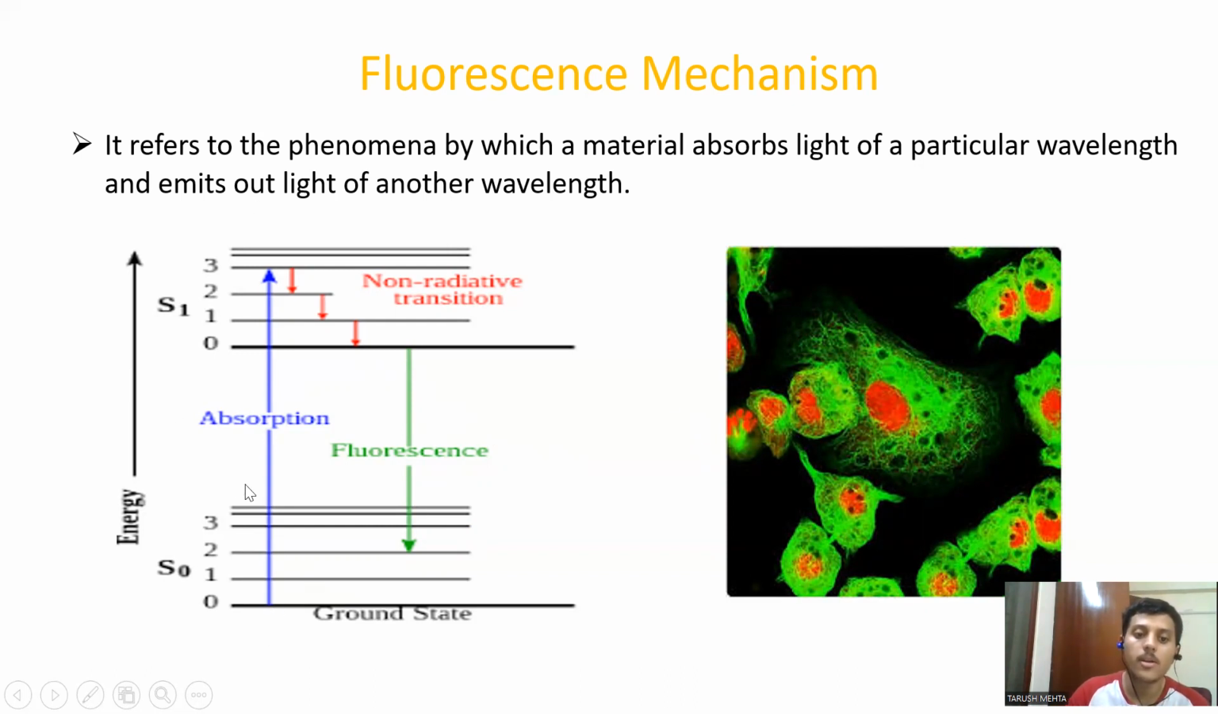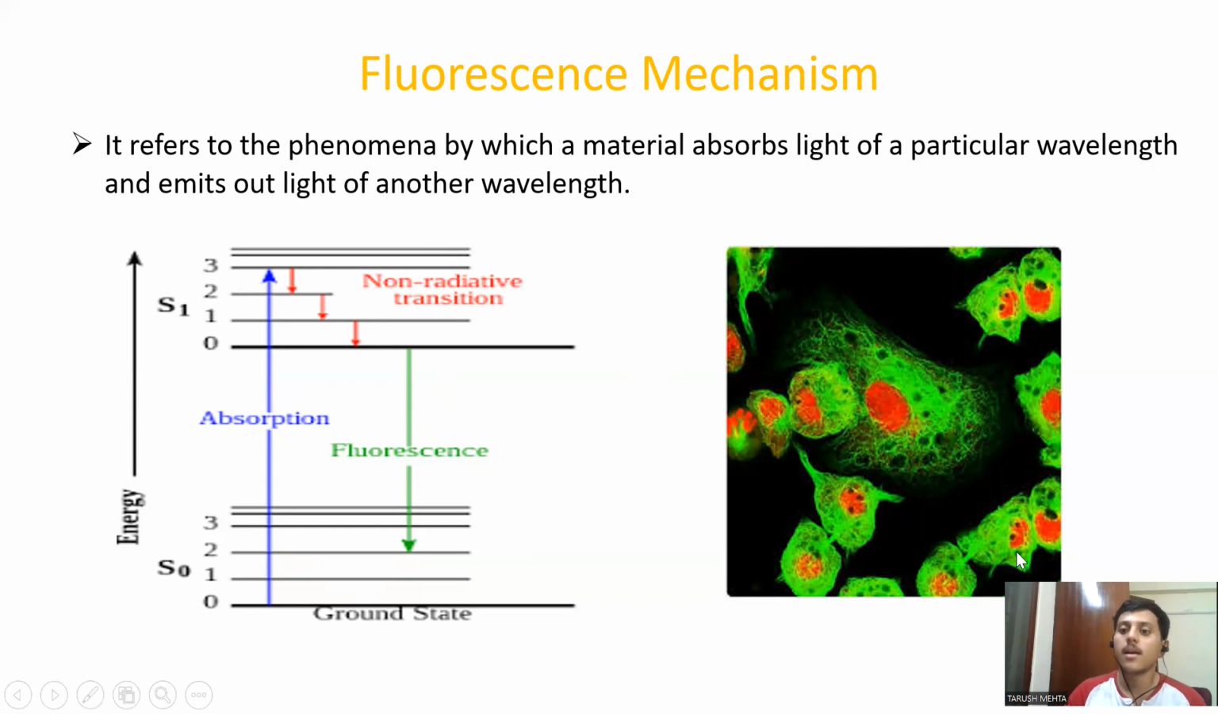So the absorption photon had a wavelength corresponding to the energy difference between E3 and E0, whereas the emitted photon has a wavelength corresponding to E0 minus the energy of the ground state. So as we can see, the two photons have different wavelengths. By this process, the material is absorbing light of a particular wavelength and emitting light of another wavelength.